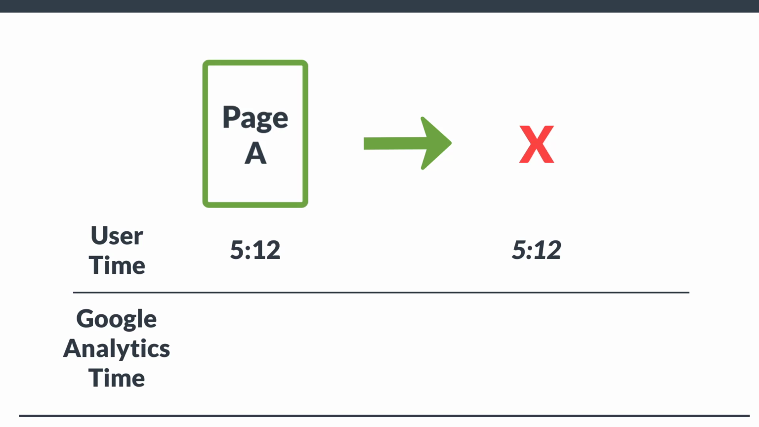Google Analytics, though, will track this as 0 minutes in total. That's because Google Analytics is looking for the difference between the first interaction and the second interaction. But there is no second interaction here because after that first interaction of loading page A, people leave before interacting again. So what do we do about this?